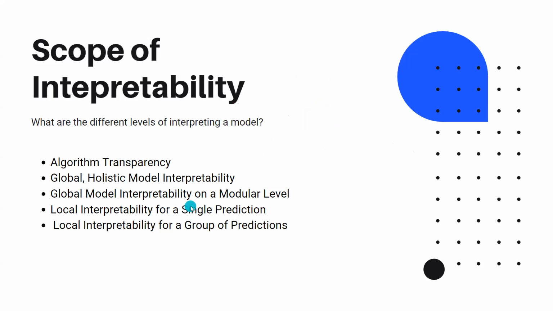Now the last two levels are very related to each other. Local interpretability for a single prediction. So this is for the global model, and this is for the local values. Now the first one is for a single prediction, meaning why did the model make a certain prediction for this instance?